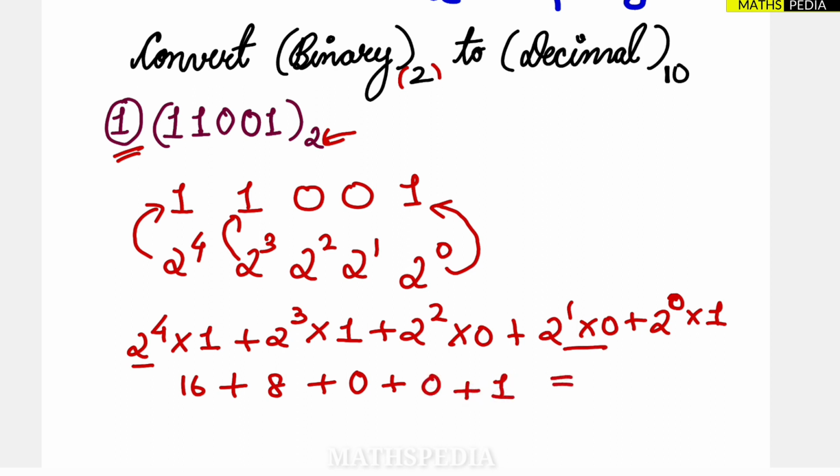So what will be the final answer? 16 plus 8 plus 1 is what? 25. So this will be base what? 10. See, as you can see, when I wrote 25 base 10, what are the numbers we are getting? We are getting the numbers 2 and 5.